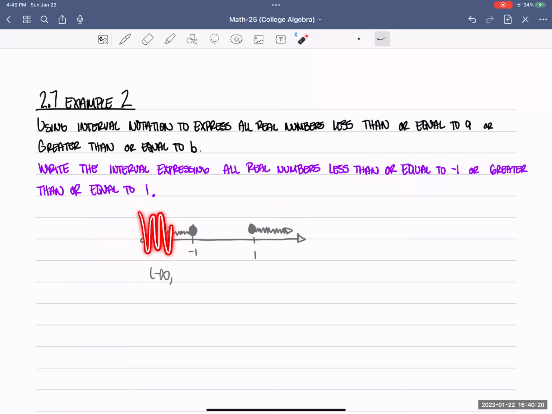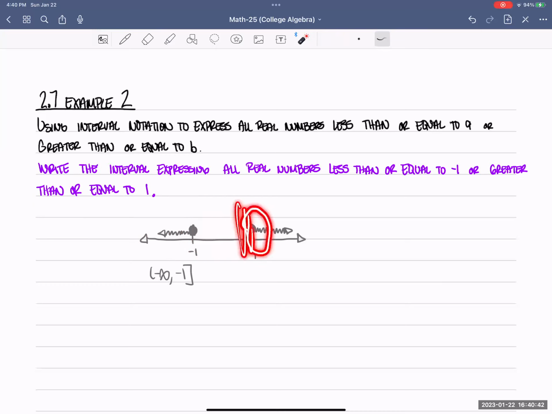And let's see where we stop this set. This set stops right here at -1. And this is a closed circle. So it being closed tells us that we are including that in our set. So we're putting brackets here. All right, we'll skip this area here and then we pick it up right here.